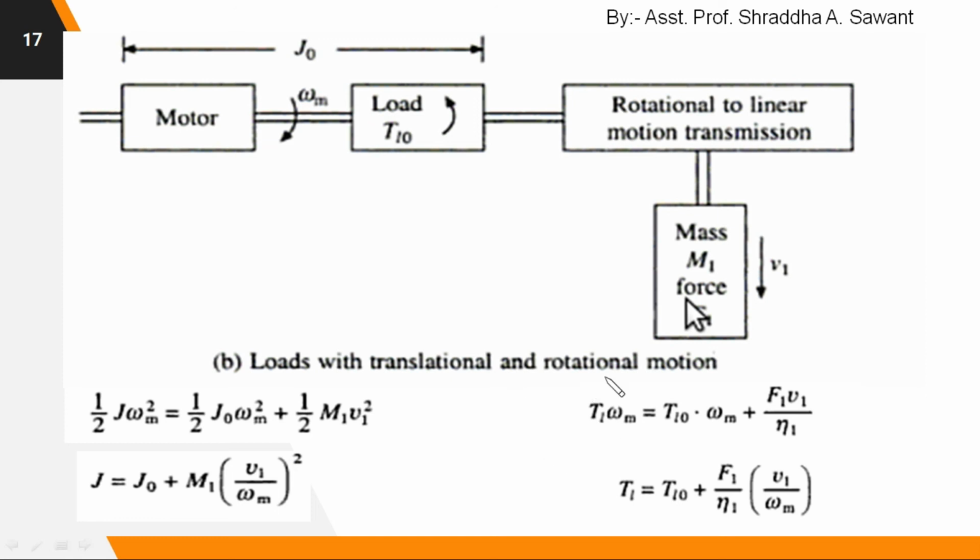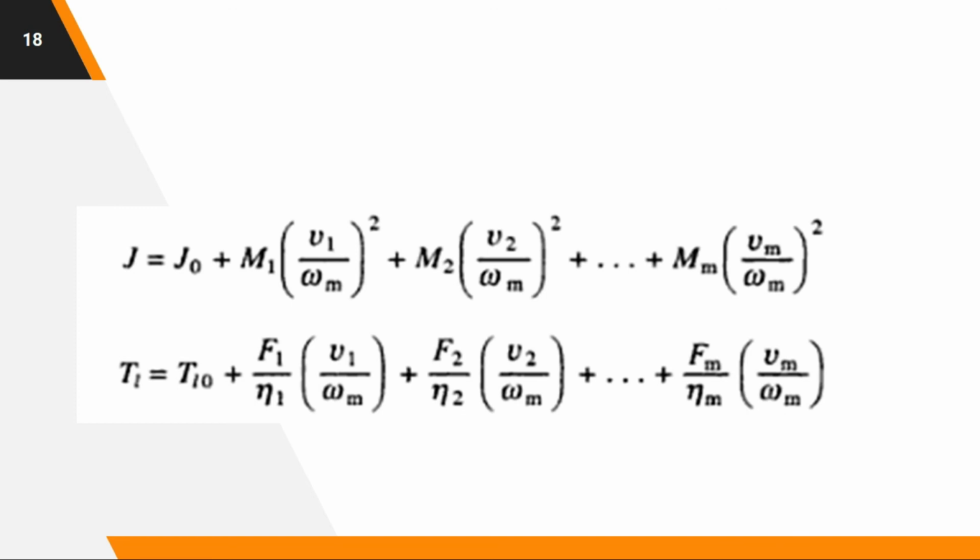Again, power is the product of torque and speed, so total TL into omega_m is equal to the power developed due to the rotational motion, TL0 into omega_m, plus the power due to the translational motion load, which is force into velocity divided by efficiency. When we divide the whole equation by omega_m, TL is equal to TL0 plus F1 V1 upon efficiency upon omega_m. So this is the generalized equation with the load of translation and rotational motion.